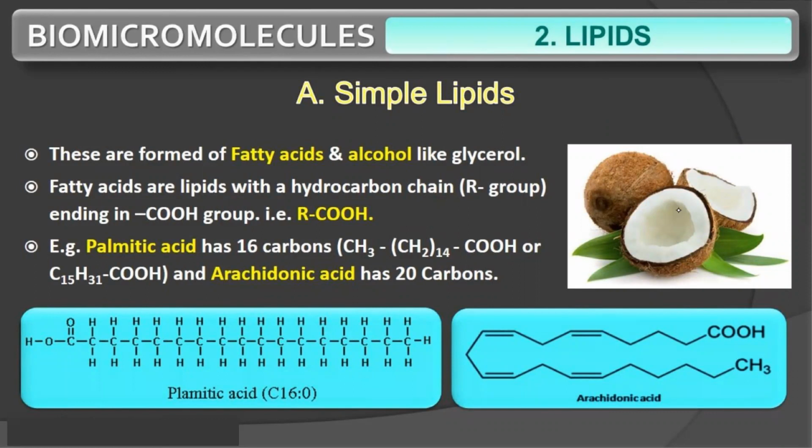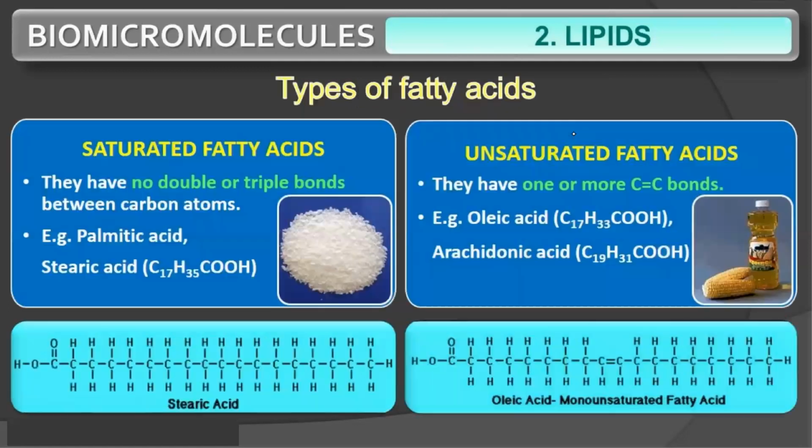Fatty acids are lipids with a hydrocarbon chain R group, as you can see in the diagram below, ending in a COOH group, that is R, which is a functional hydrocarbon group, and COOH. Examples are palmitic acid, which has 16 carbons, and arachidonic acid, which has 20 carbons.